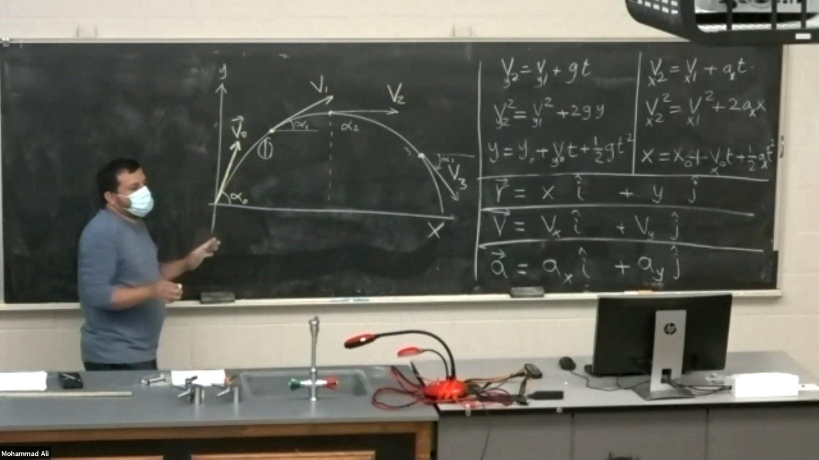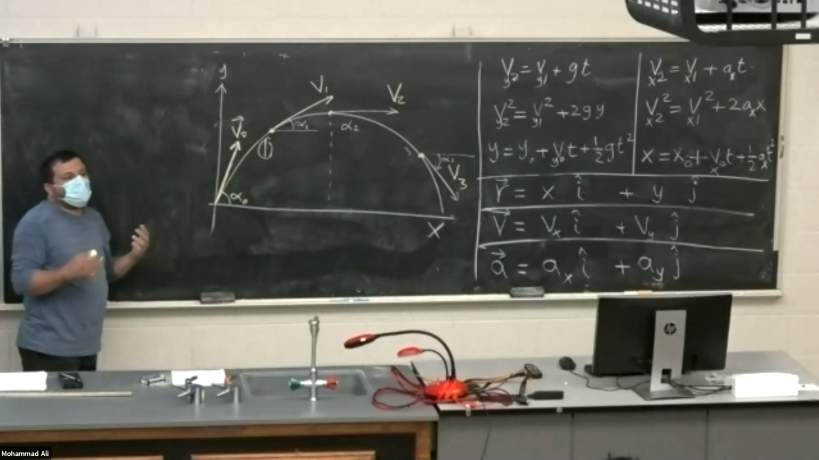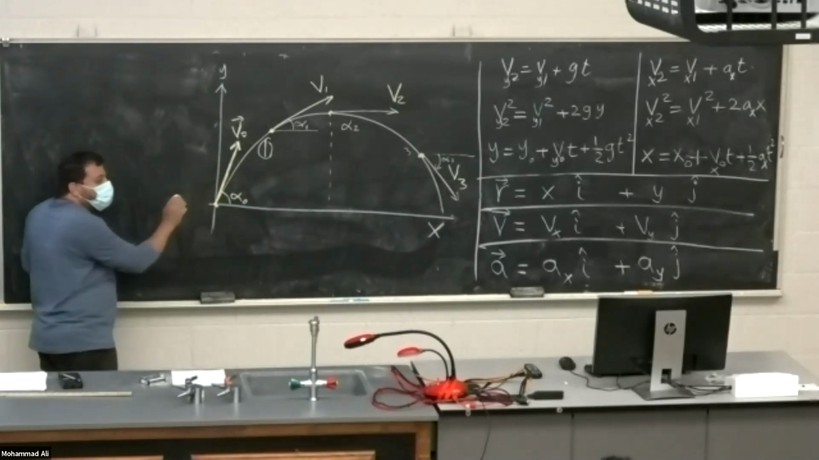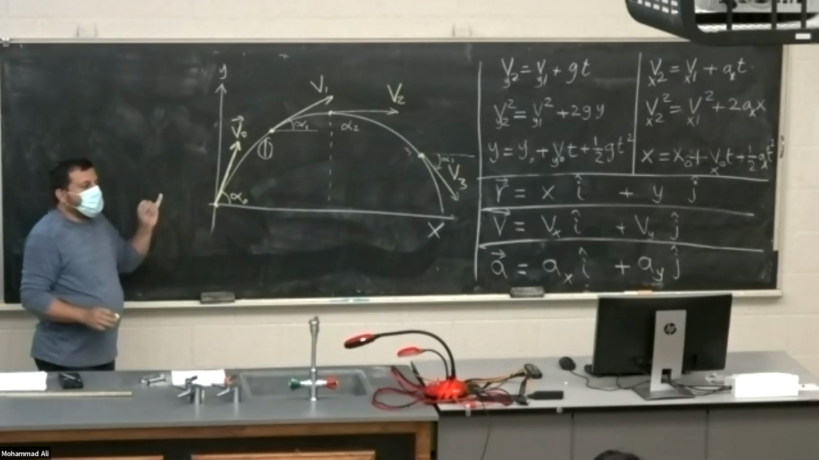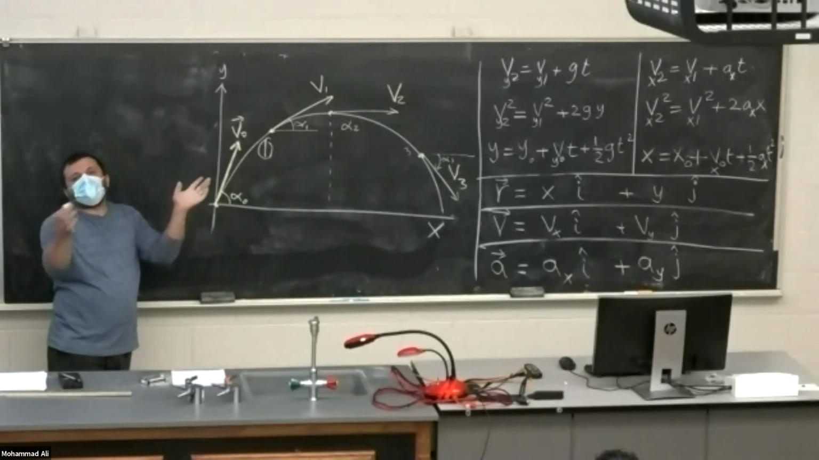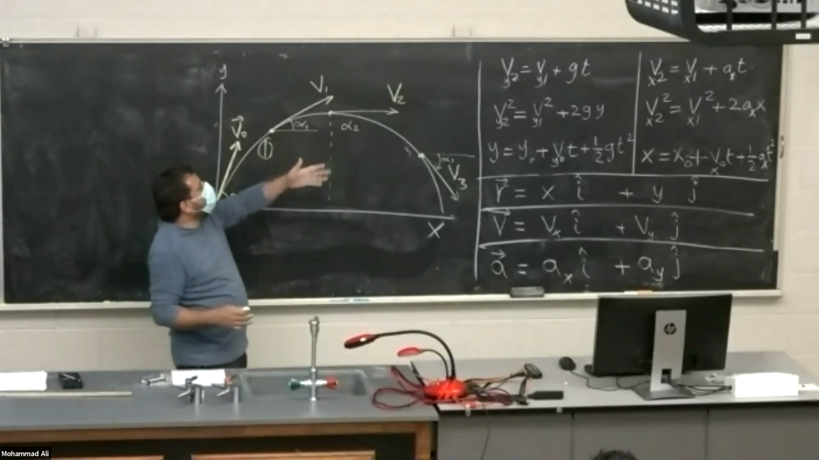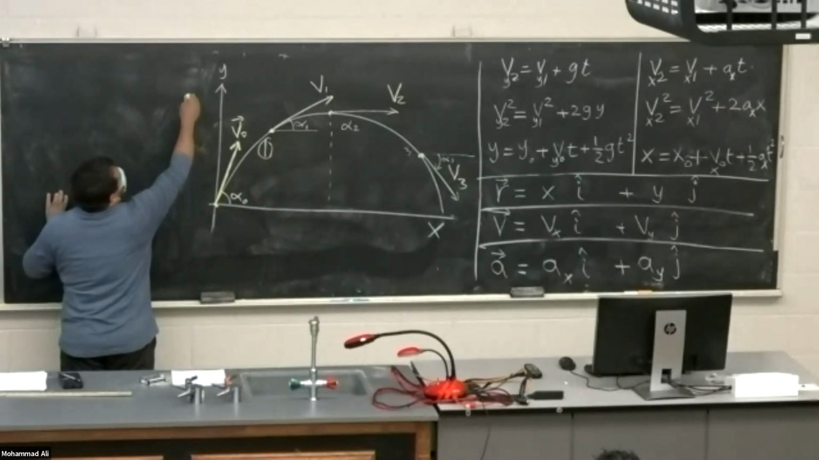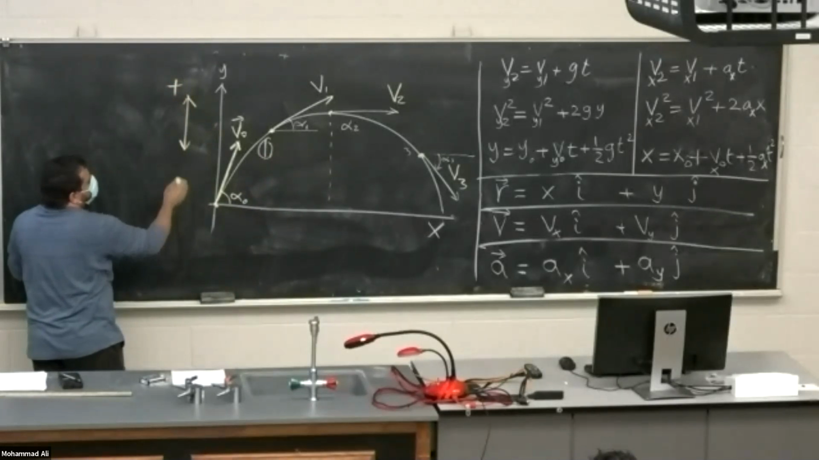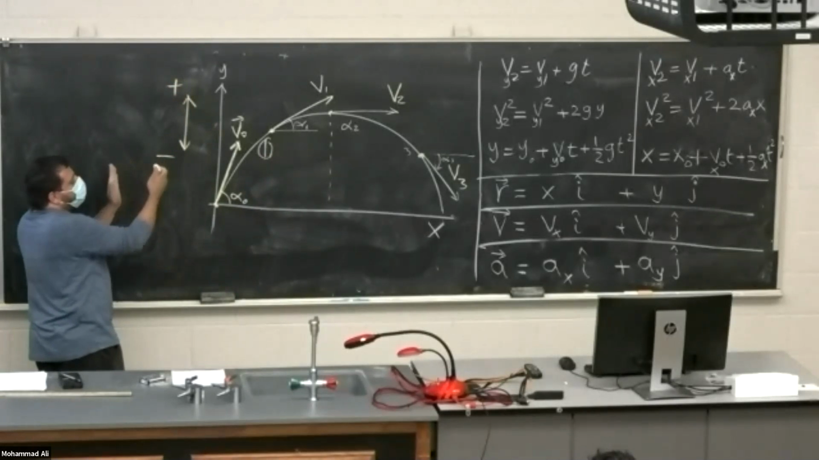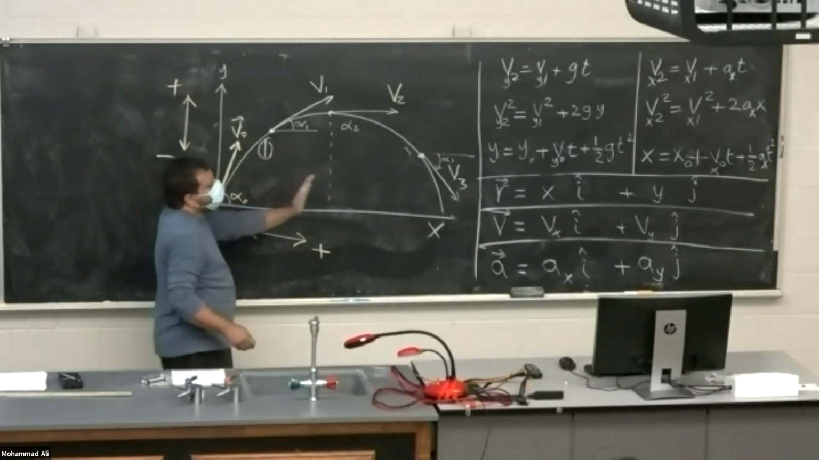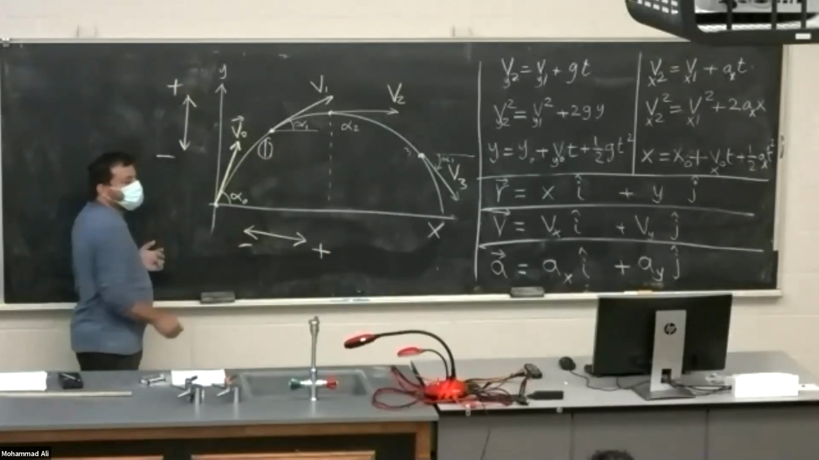Now, in the projectile motion, we need to consider our origin. This is our origin, the starting point of our motion. The second thing, we need to consider the positive and the negative directions in X and Y. For Y, this is the positive direction upward, and this is the negative direction. For X, we can consider this the positive and this the negative direction. Okay?